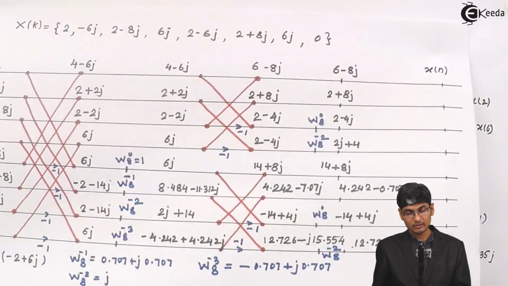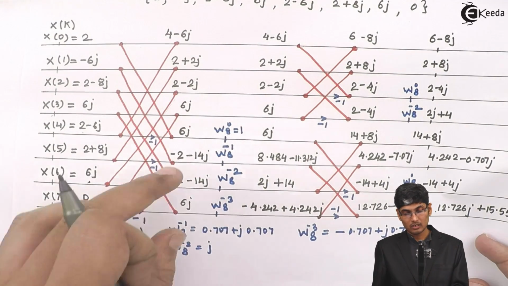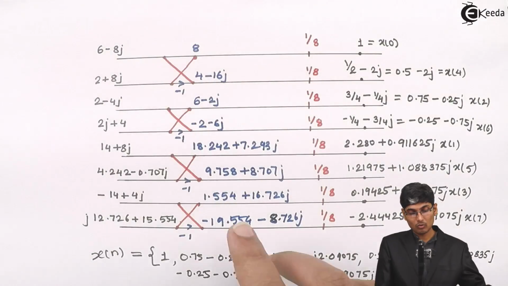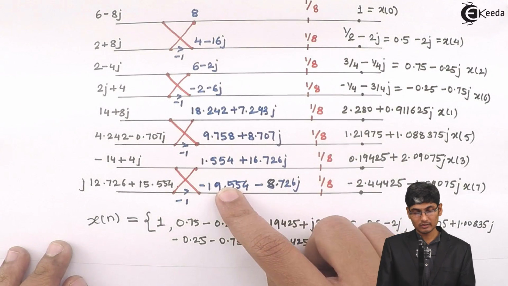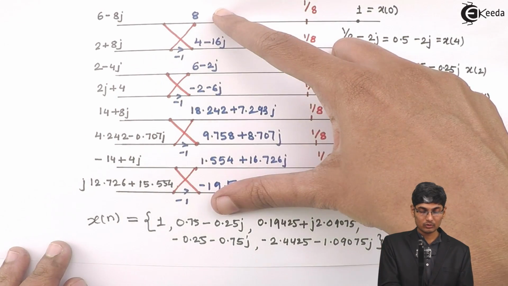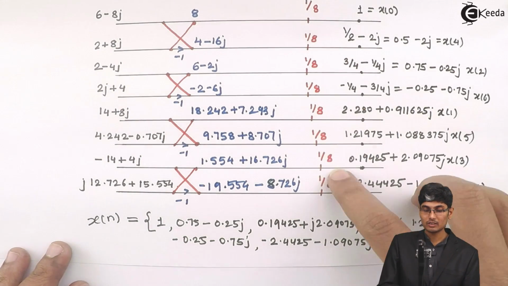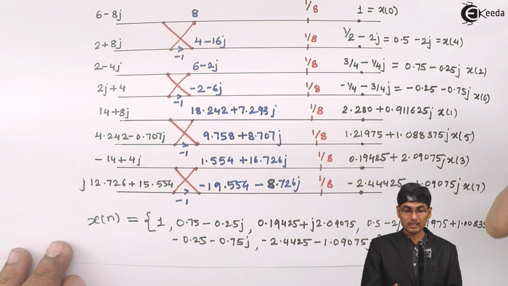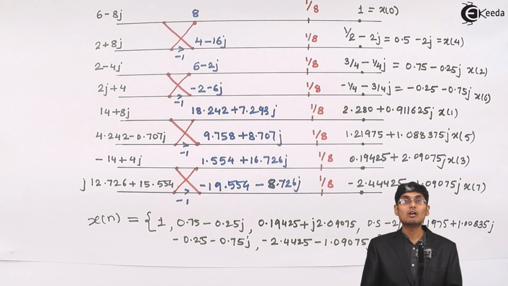So we started with stage 1 by arranging x of k, then crisscrossing, multiplying, going to stage 2. After getting the output of stage 2, we went to the shorter crisscrosses, which take the input from stage 2. From the shorter crisscrosses, we found the output, and then finally we divided each sample by 8 and got the final results. These results are rearranged and the final solution has been written. That is the solution of the IFFT problem.